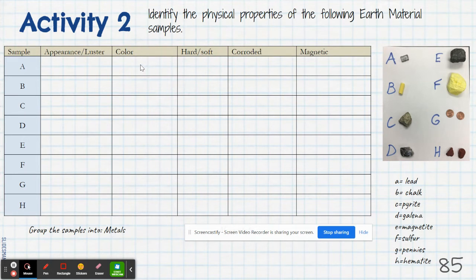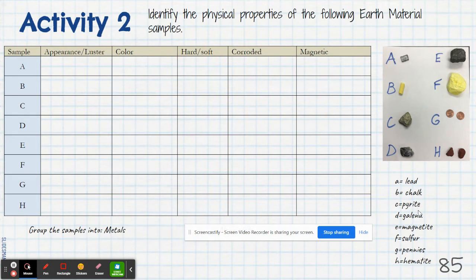What color is it? This one will be a little bit difficult if you think things are hard or soft if you're at home. Are they corroded or rusted? And then do you anticipate them being magnetic? Then based on what you observe, try to group them into things that are metals and things that are nonmetals. The things we have here are lead, chalk, pyrite, a mineral called galena, magnetite, sulfur, pennies, and another mineral, hematite.